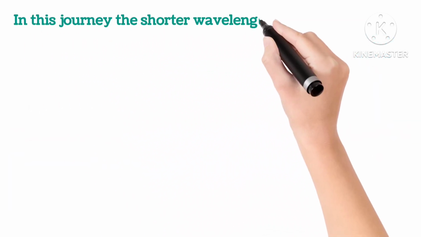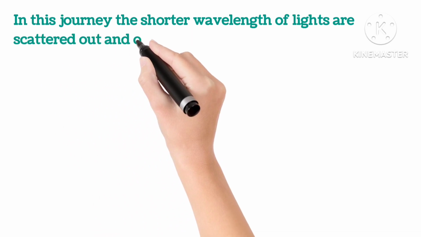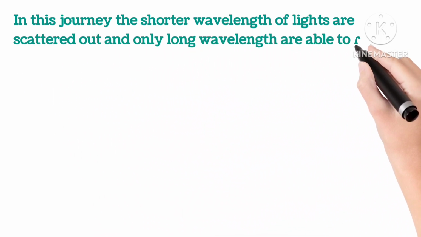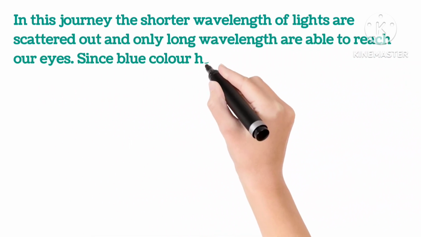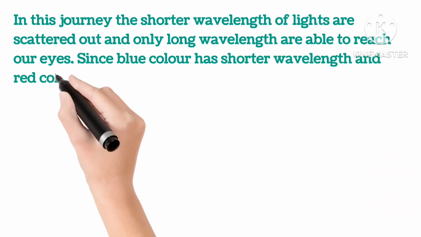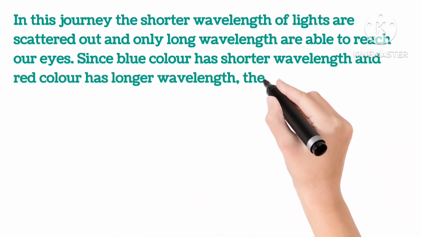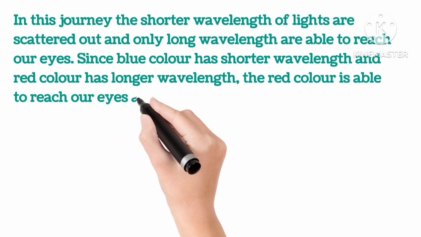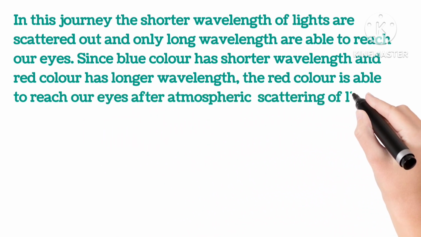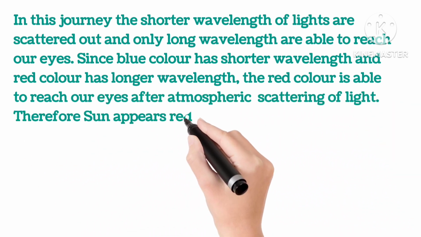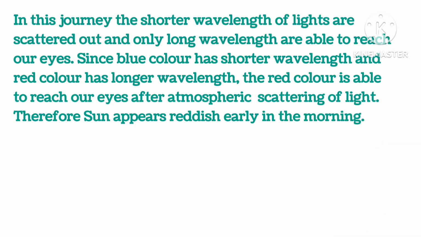In this journey, the shorter wavelengths of light are scattered out and only the long wavelengths are able to reach our eyes. Since blue color has shorter wavelength and red color has longer wavelength, the red color is able to reach our eyes after atmospheric scattering of light. Therefore, the sun appears reddish early in the morning.